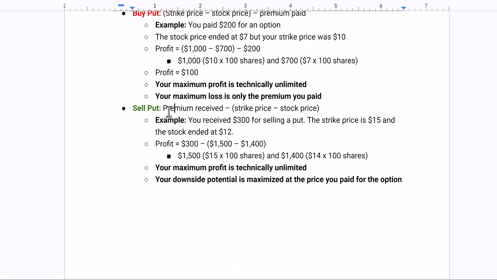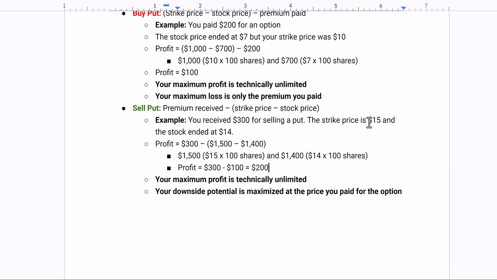But yeah, the formula is the premium received minus the strike price minus stock price. So you got $300 for selling a put. Strike price is $15, and stock ended at $14. So you made $300 from selling the put, okay? And you subtract the strike price and the stock price, so you paid $15 as the strike price. So 15 times 100 shares, $1,500, and the $1,400 comes from the $14 that you paid times 100 shares. So $100 maximum, that's what you lose.